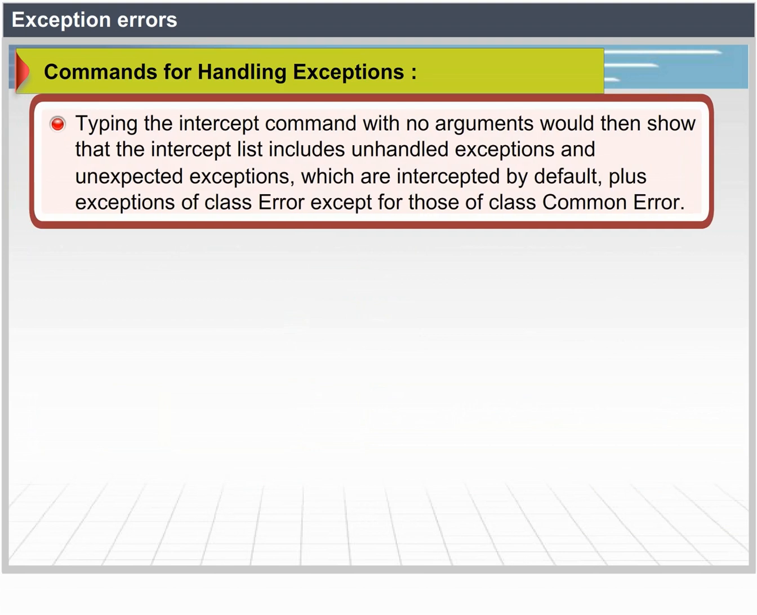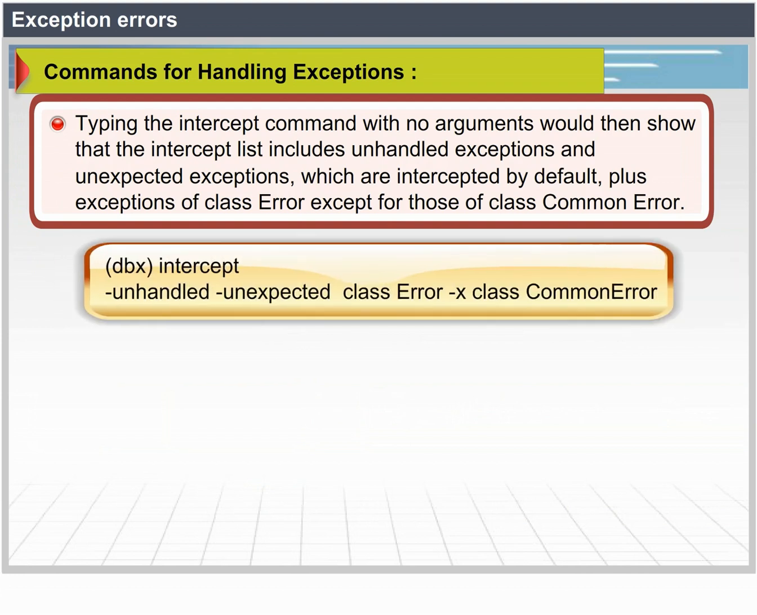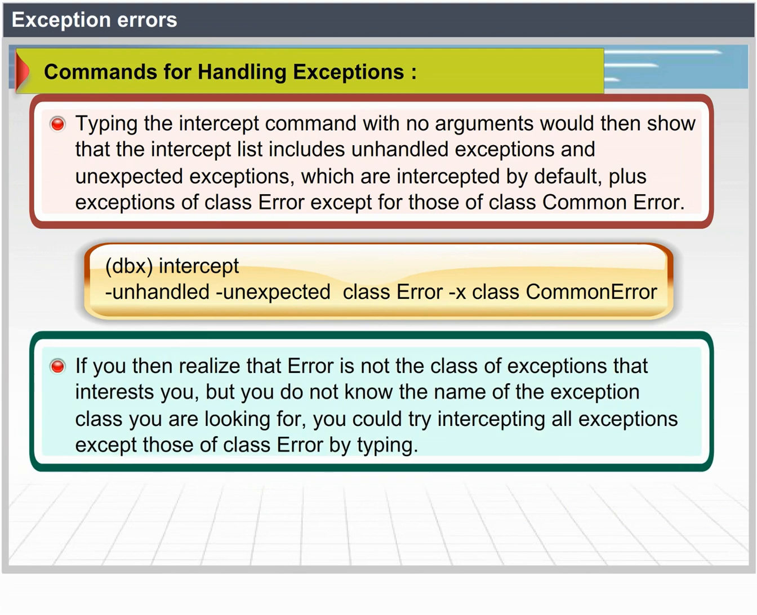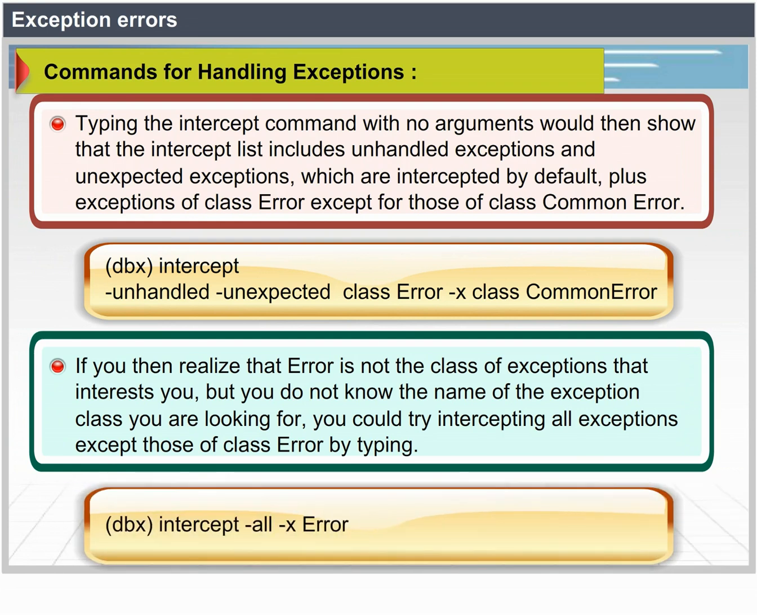Typing the intercept command with no arguments would then show that the intercept list includes unhandled exceptions and unexpected exceptions, which are intercepted by default, plus exceptions of class error except for those of class common_error. dbx intercept, unhandled, unexpected, class error, -x class common_error. If you then realize that error is not the class of exceptions that interests you, but you do not know the name of the exception class you're looking for, you could try intercepting all exceptions except those of class error by typing dbx intercept -a -x error.